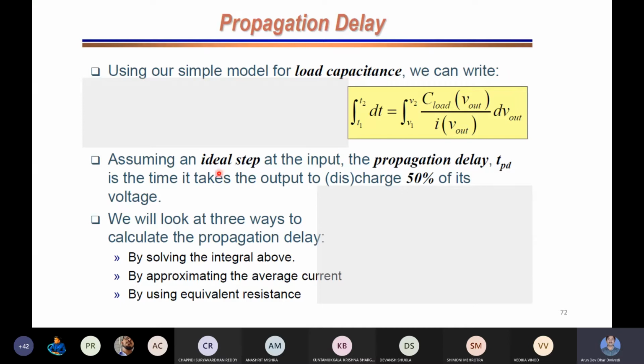So if we assume this model can have that variety of possibilities, one possibility is that we can assume the input is an ideal pulse. Ideal pulse means step pulse. It is switching very fast. Also, it may not switch very fast, it may have some rise time and fall time, which we will discuss later on. But initially we are considering that the input switches very fast, an ideal step pulse, and then we can calculate its propagation delay for the circuit.